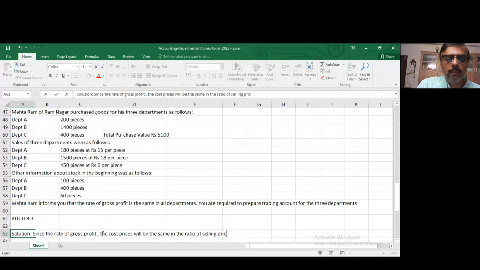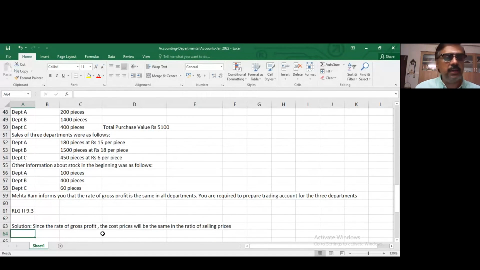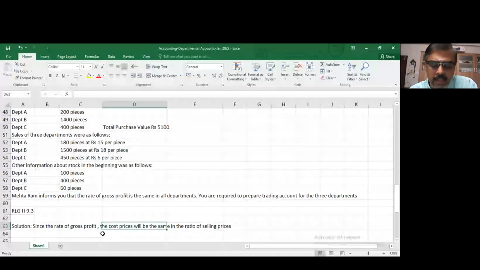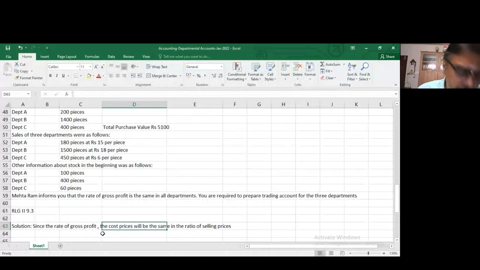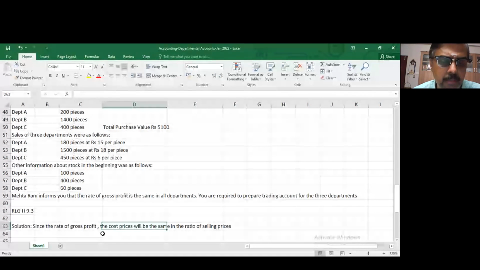Carefully observe. The information very clearly says that the rate of GP is the same for all the departments. The cost prices will be in the same ratio as the selling price. Then only you'll get the same GP. Do you agree with the statement? The cost will be in the ratio of selling prices. Then only the GP ratio will be the same.